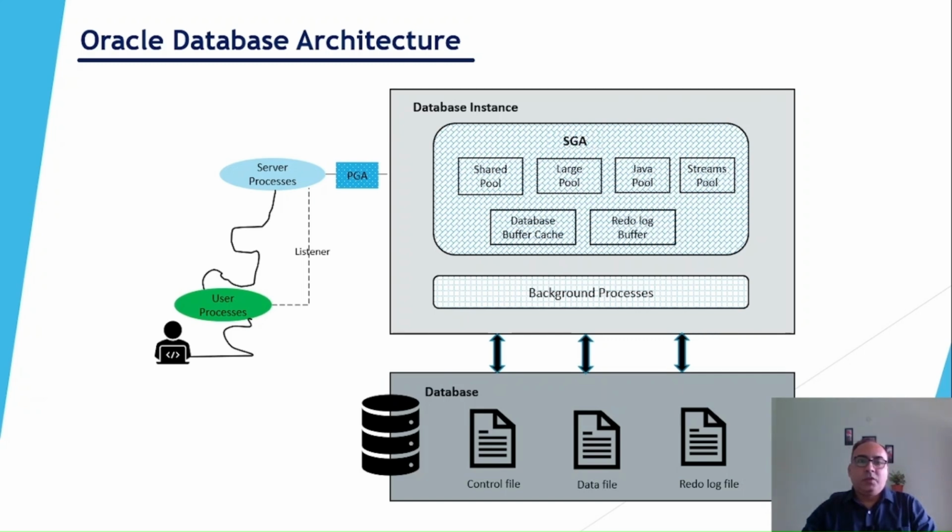Now we have two important files related to that. One is listener.ora, which contains configuration details for the listener, such as which services it will handle, on which network address it will listen, and what protocol will be used. All this information gets stored in listener.ora.